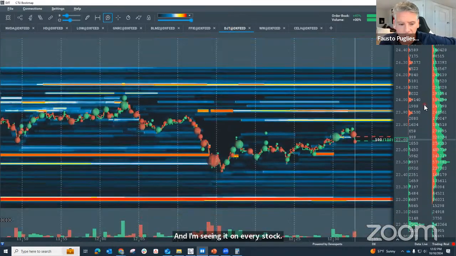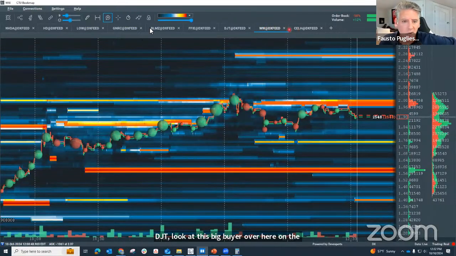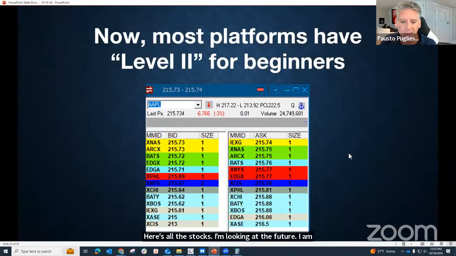DJT, look at this, big buyer over here on the bid. Big sellers, Weight Watchers. These are all the stocks I'm looking at for the future. I am looking at the right of the screen, where most of you are looking at the left of the screen. Now, let's get back here.